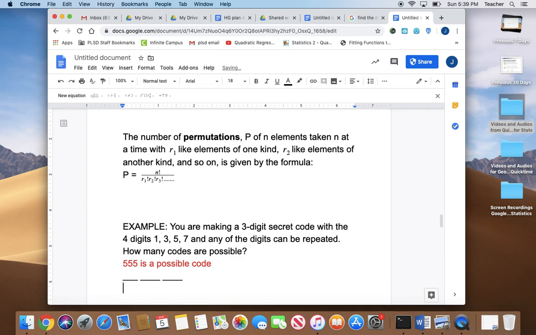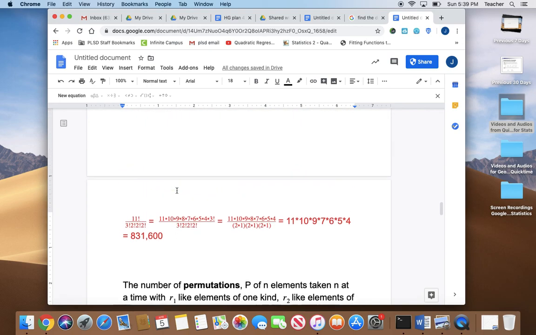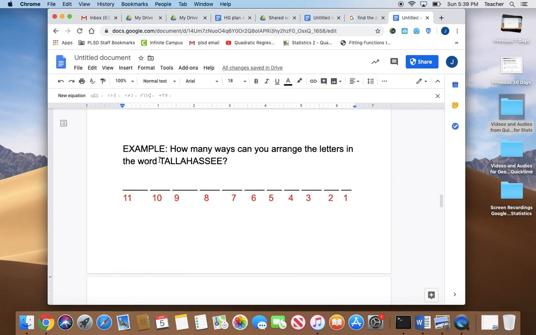So if you're doing this, you would have 4 choices for the first digit, but then you would still have 4 choices for the second digit, and you would still have 4 choices for the last digit, because any of these 3 can be repeated. So that would be 4 times 4 times 4, which would be 64 possible codes, because any of them can be repeated. So that's different from Tallahassee. It just says how many arrangements can you make. So if you have elements that are alike and you can't repeat anything, it's different than that problem.